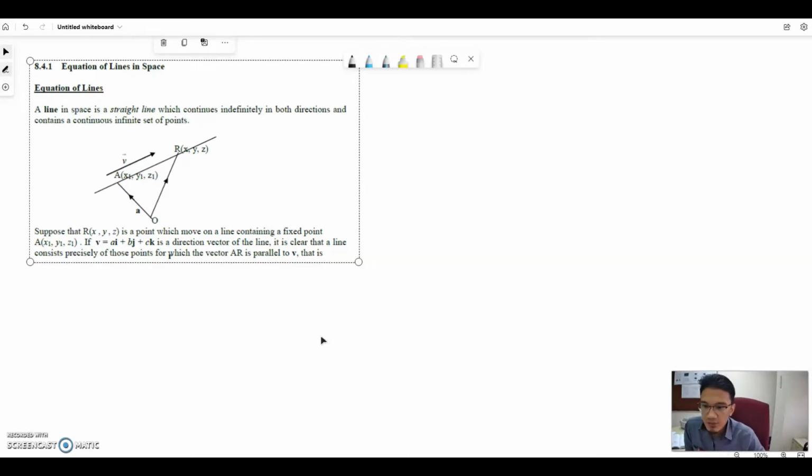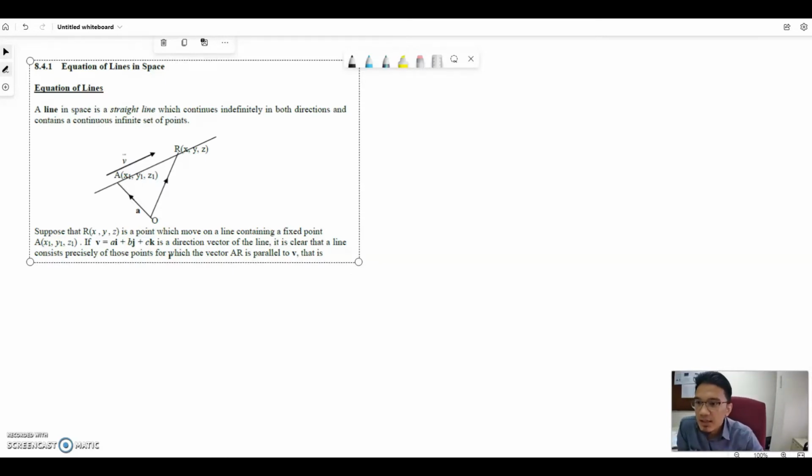Firstly, we have to know there are three types of equation that we can use to represent a line. The first one is the vector equation, then the parametric equation, and the third one is called the Cartesian equation. All of these three equations originally start from the vector equation. So let's look at how we can form a vector equation from a given point and a vector.